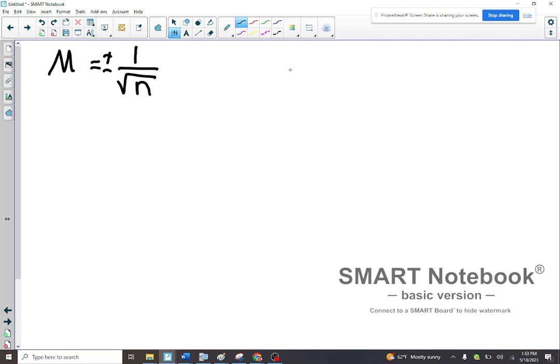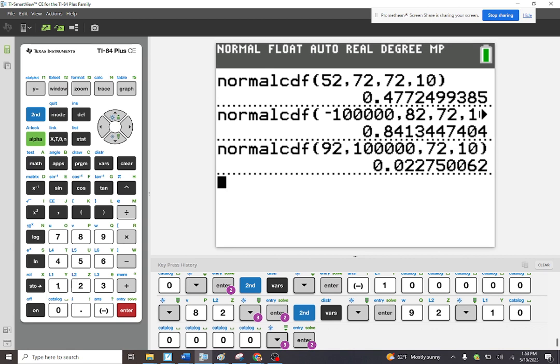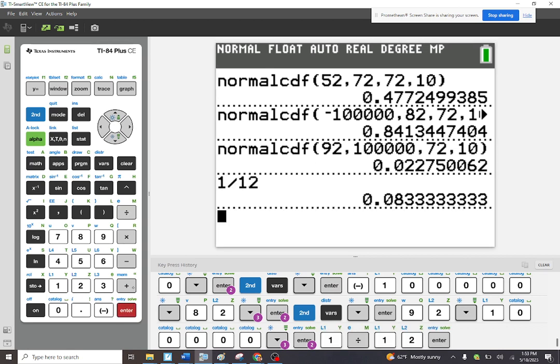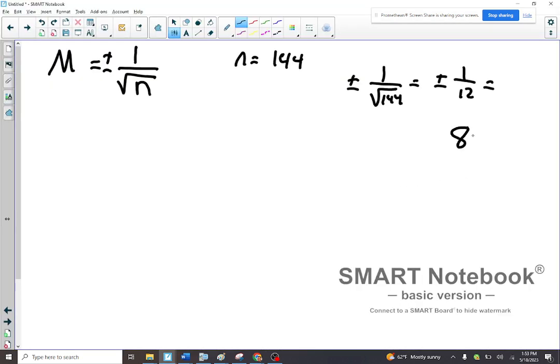So you're going to have both forward and backwards questions. What's the margin of error when you survey 144 people? So plus or minus 1 over the square root of 144, which is plus or minus 1 over 12, which as a decimal is 0.083. You want that as a percent, so yeah, 8.3%. Plus or minus.